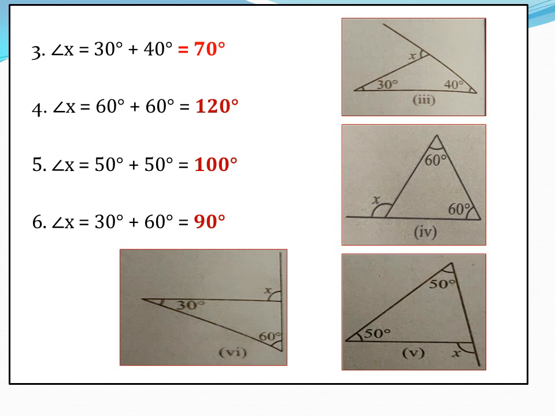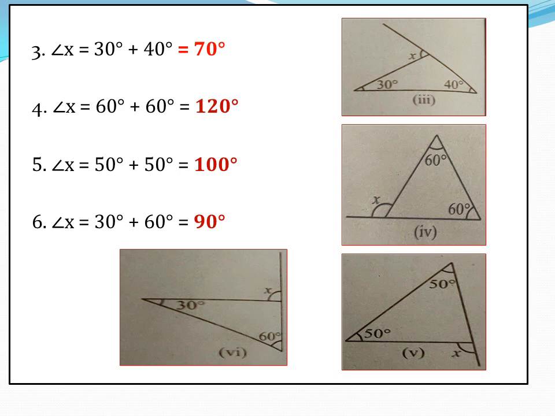Now, the last question, the diagram I have shown below. Just have a look. One angle is 30, another angle is 60. Both are interior opposite angles of x. Here also we have to find the value of x, an exterior angle, that is equal to the sum of the measures of the interior opposite angles, 30 degrees plus 60 degrees, that is equal to 90 degrees. Okay, children, this way we have to find the value of the exterior angle by using the exterior angle property of a triangle.